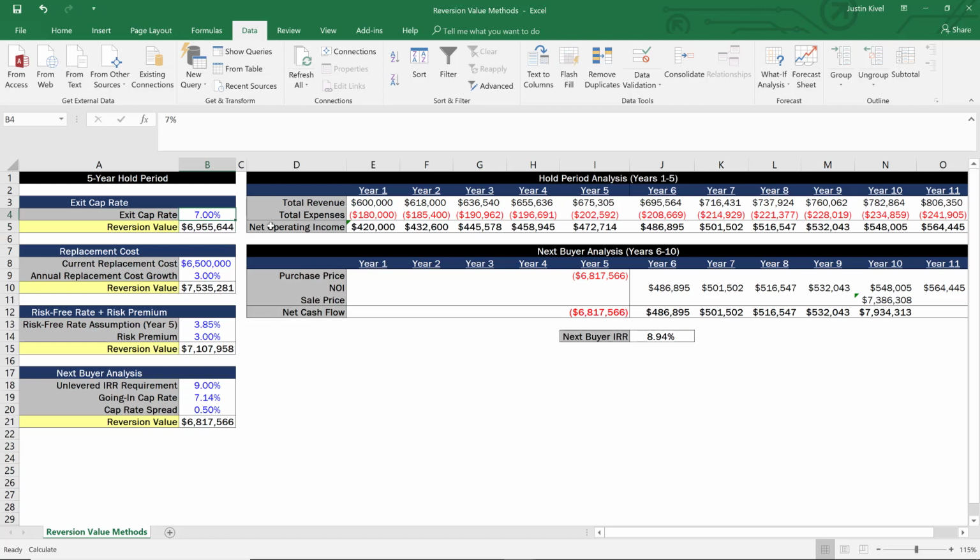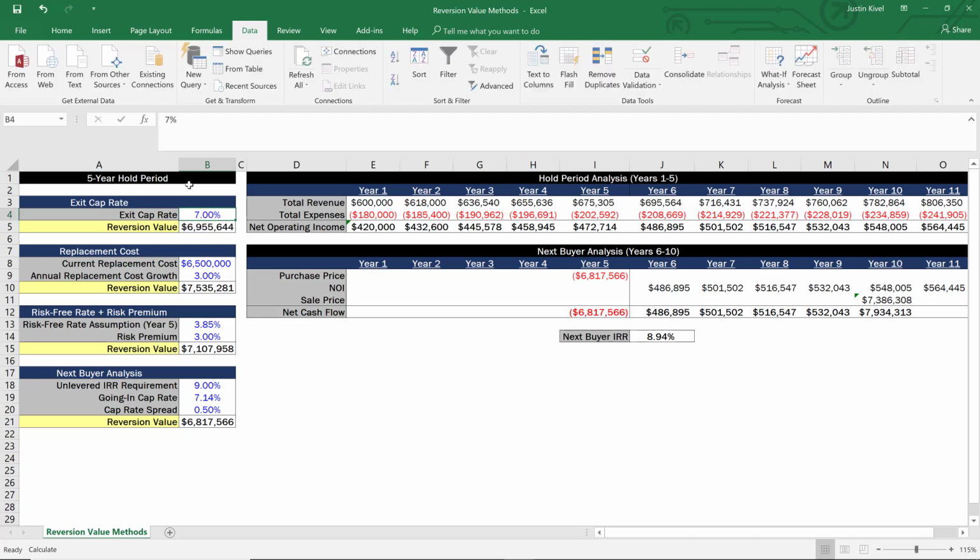Now, we can change that. If we want to change our assumption and assume that we sell the property at a 6.5% cap rate, then this will change and the reversion value will change. And again, it's still just taking that year 6 net operating income divided by that exit cap rate. So I'm going to keep that at 7% for now.